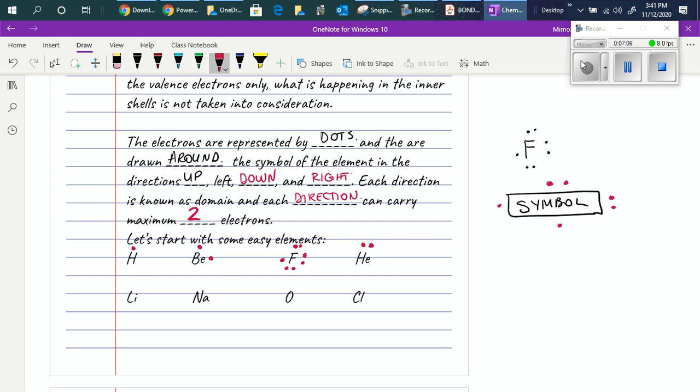And then we have lithium, which has 1 electron in the outer shell. And then we move to sodium, which as well has only 1 electron in the outer shell. And then oxygen has 6. So the way that we draw them is 1, 2, 3, 4, 5, 6. And then chlorine has 7. We know because it's on the 17th group. So 1, 2, 3, 4, 5, 6, and 7. Right?